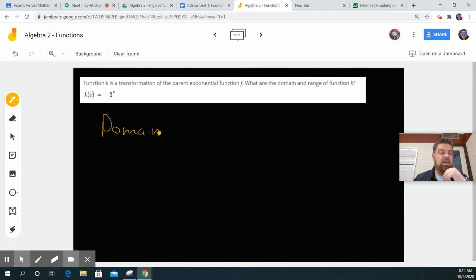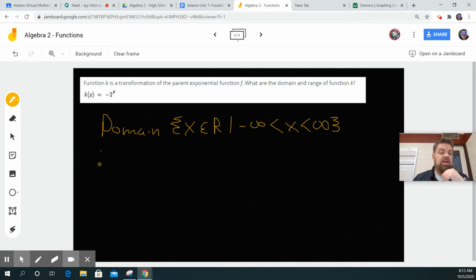So how would I write that? Well, I could do it like x is an element of the real number system such that it goes from -infinity to infinity.